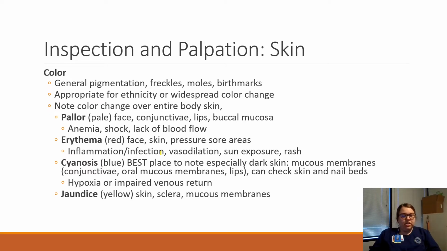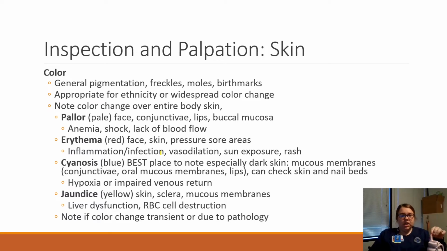Jaundice. So they'll be yellow. Their skin, sclera, mucous membranes. Now, what could cause someone to look jaundiced? It could be because of a liver dysfunction or red blood cell destruction. So note if any changes are transient or due to a pathology, and also note their baseline, and make sure you know if there are any changes. If your client comes in pale, but then they start turning cyanotic, make sure you document this because you have to tell their story. You have to paint this picture of what was going on.